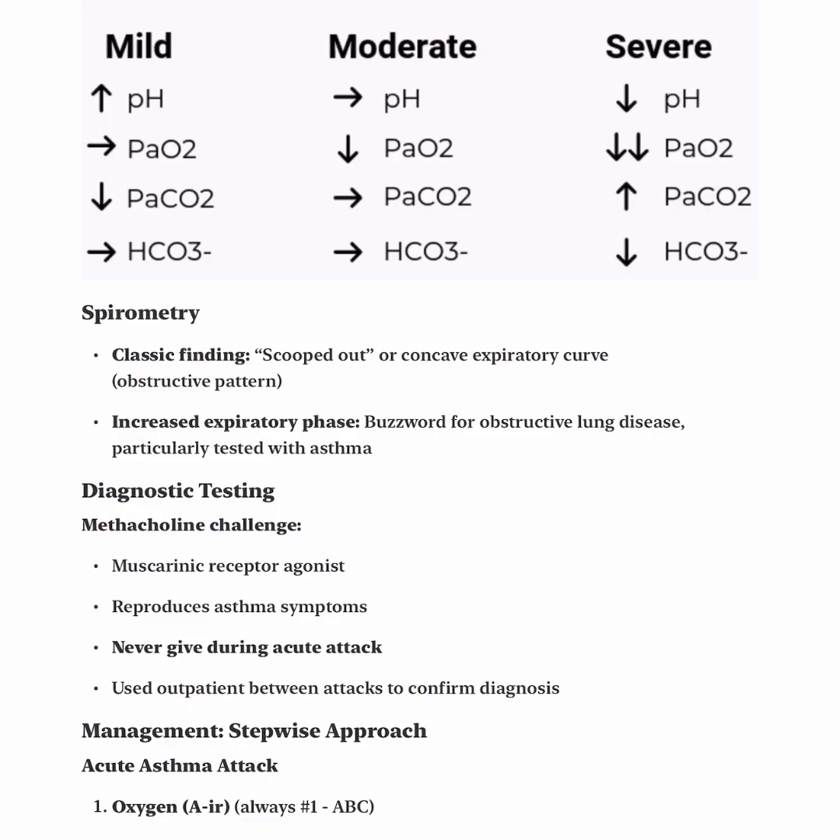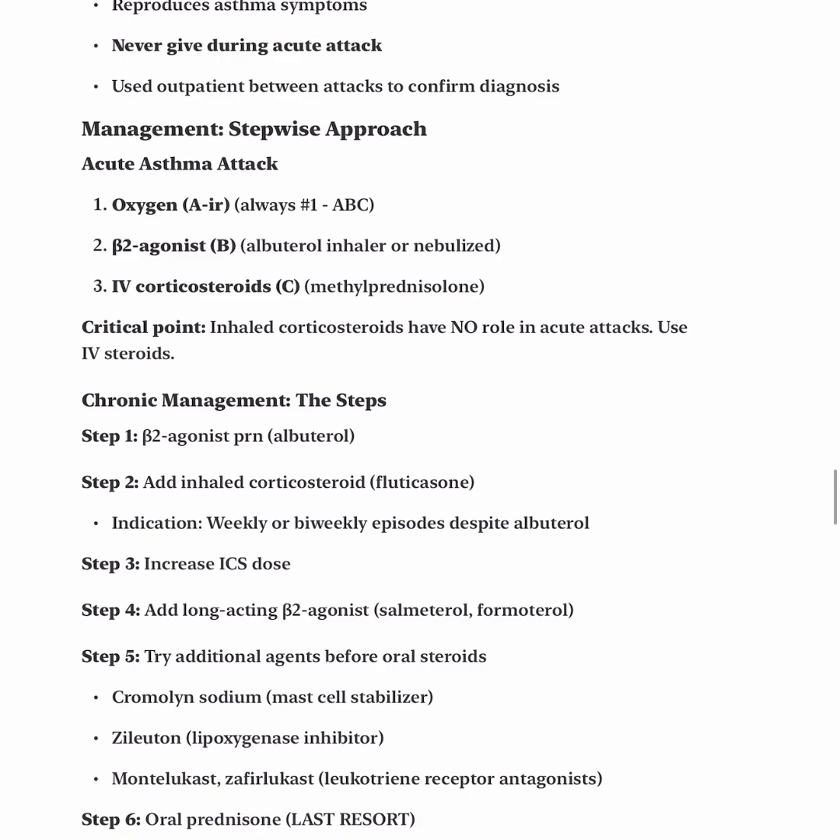Let's get into the stepwise approach to management for an acute asthma attack. We're going to go ABC. The A is for air, oxygen is always number one. B is for beta-2 agonist. We're thinking albuterol inhaler or nebulized. C is for corticosteroids. We're thinking IV methylprednisolone. The key point that you have to remember is that inhaled corticosteroids have no role in an acute attack.